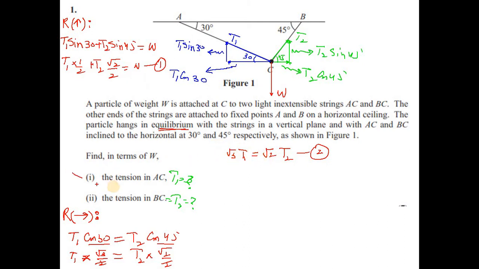But in part 1, because we need to find T1, I'm using the substitution method. From equation number 2, I am finding the value of T2 in terms of T1. So T2 would be equal to root 3 by root 2 into T1. This is equation number 3. I can substitute the value of T2 in equation number 1 and figure out the value of T1.